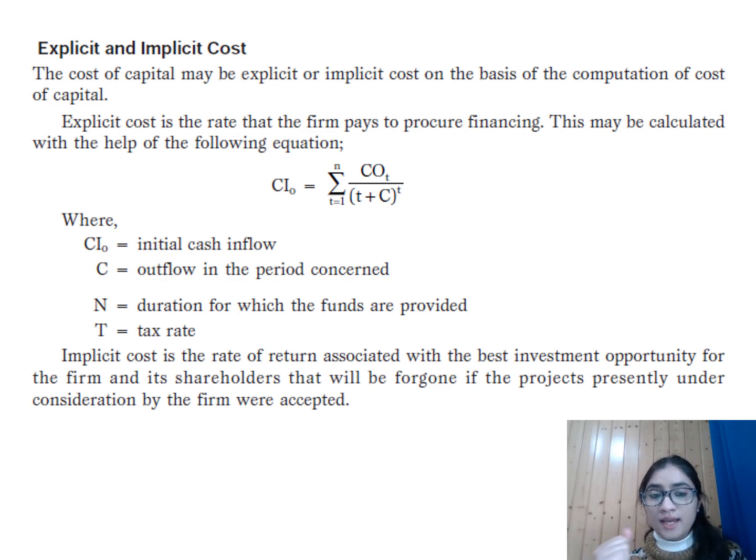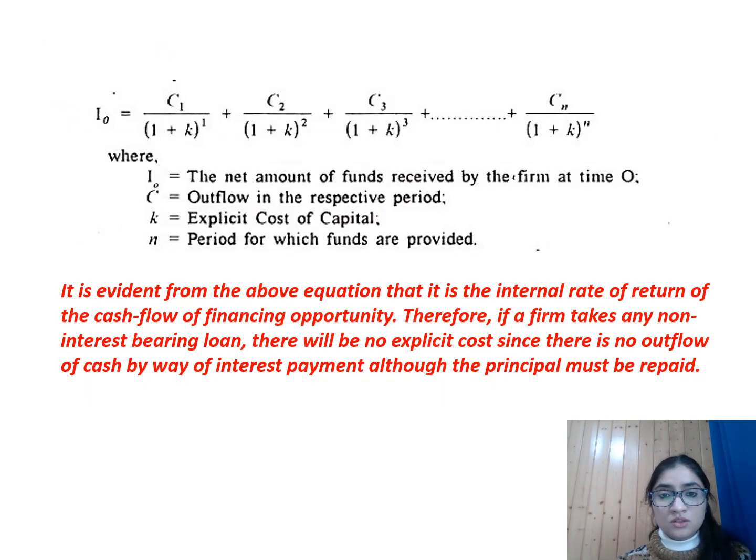On the other hand, the implicit cost is the opposite. It's also called the opportunity cost. It is the investment opportunity for the firm. It's like an opportunity cost for the company regarding the projects which are under consideration. If the firm accepts this project, then they would have this much cost associated with it. So explicit cost always arises when the funds are raised.